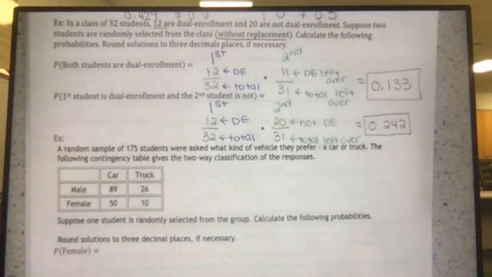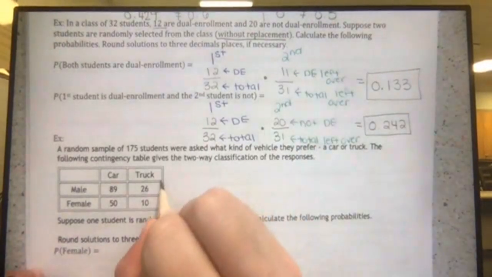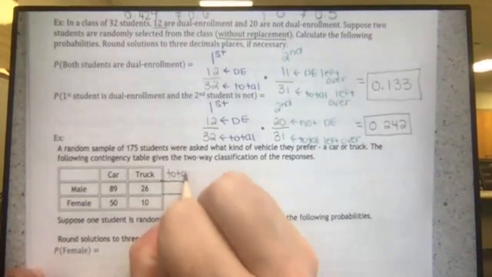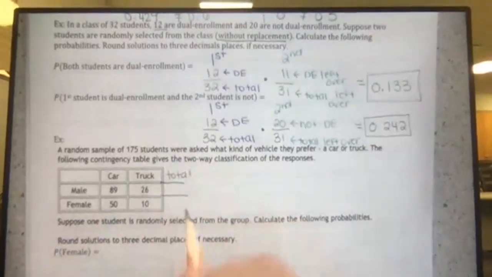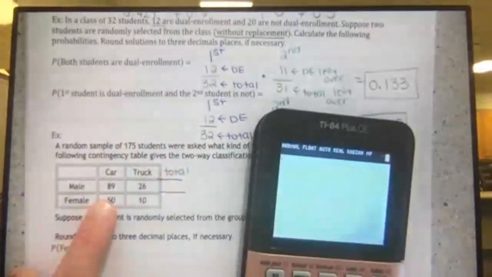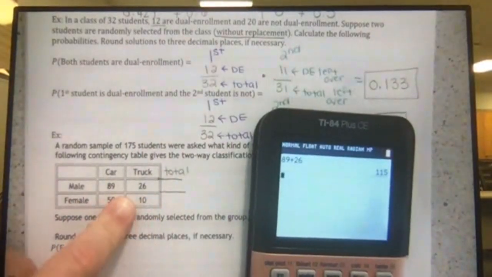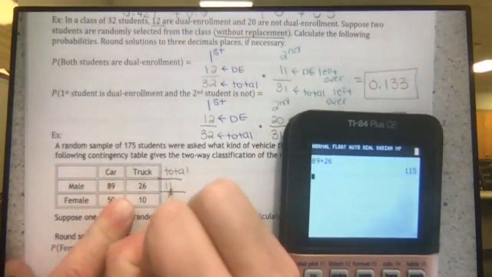For these, just like we talked about earlier, I like to have all of my information up front at once, so that way I'm not doing the math behind the scenes. I'm just looking at it and here's my answer. So based off of this table, let's find some totals. Going across, how many males were asked? Well, 89 of them said cars, plus 26 said trucks. So I have 115 males that were surveyed.